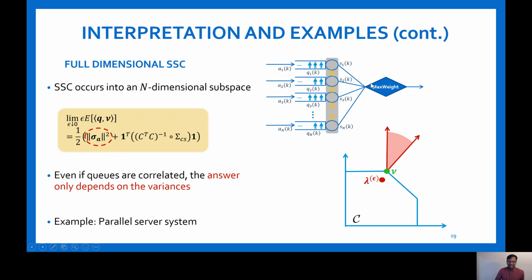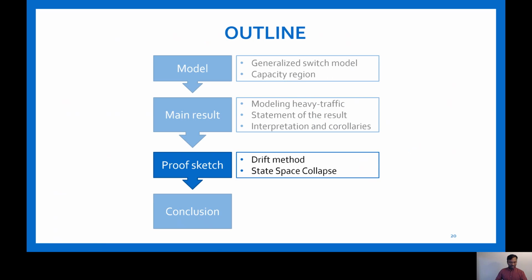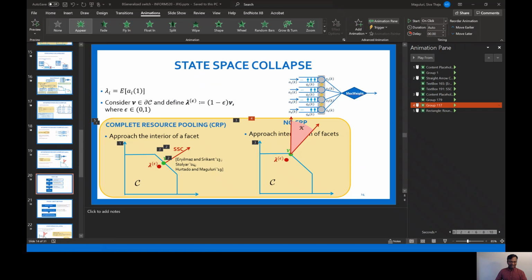I'll stop here because I'm running out of time. I'm going to skip the remaining slides, which are mostly on the proof technique. Hopefully I illustrated how the generalized switch model is a good model for a very general stochastic processing network, and we studied the heavy traffic behavior in a generalized switch. Thank you. Thanks for taking the time to attend my talk.